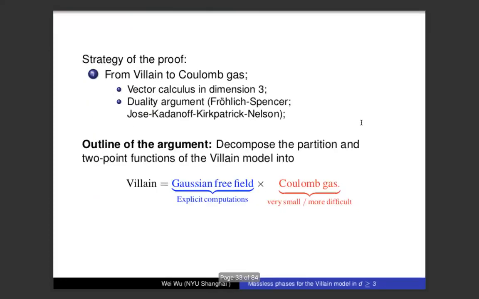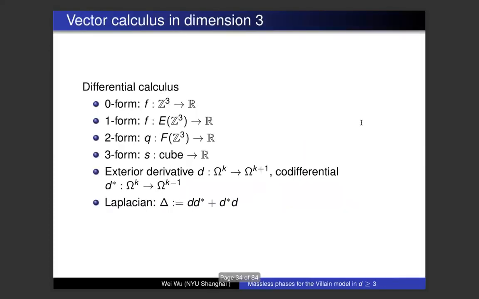Because we're in dimension 3, unfortunately, we need to introduce some notation of vector calculus, or rather vector calculus on graphs. We have the 0-form, which is just a function defined on Z^3. We have the 1-form, which is a function defined on edges. 2-forms are, for example, the vortices. They are functions defined on the faces. And then we have so on. We have the d operator, we have d star, and we have the Laplacian defined in the usual way.